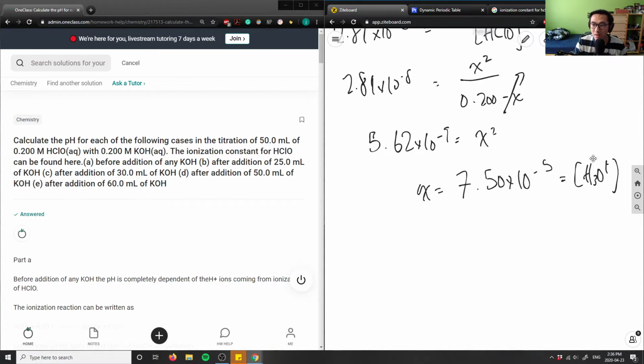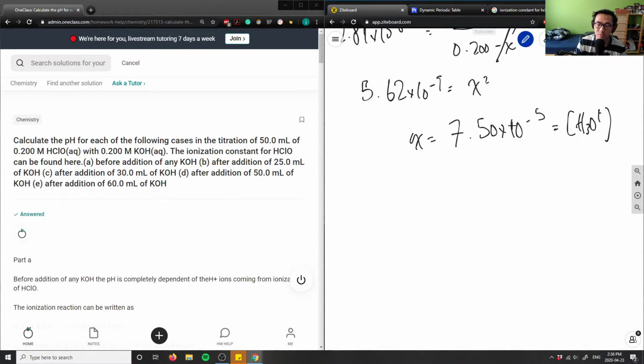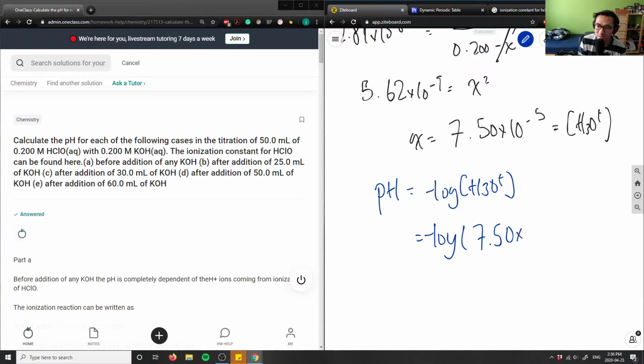And once I get that, I can simply just solve for the pH using, and am I solving for the pH? Oh, yeah, I'm right, calculate the pH. Negative log of the hydronium ion here. So negative log of 7.50 times 10 to the negative 5 would give me 4.12. So pH before we even add any base would be 4.12 here. So this here would be my solution for part A.